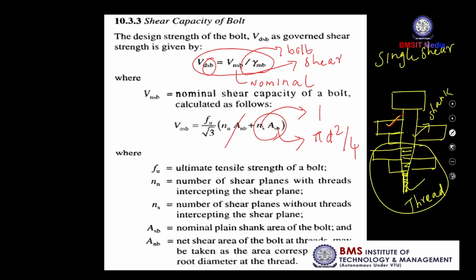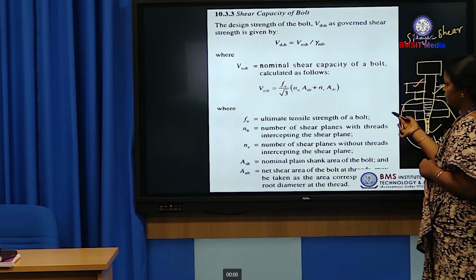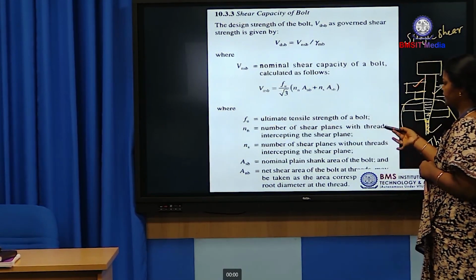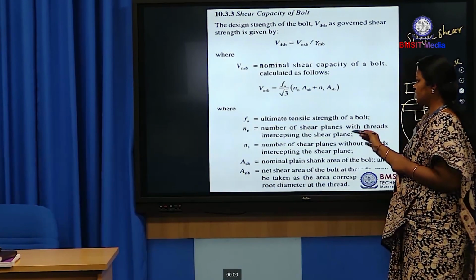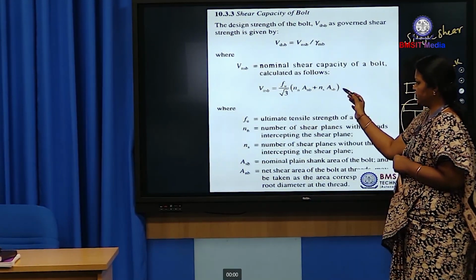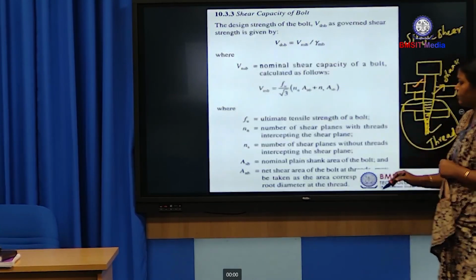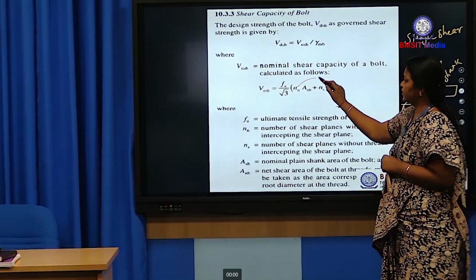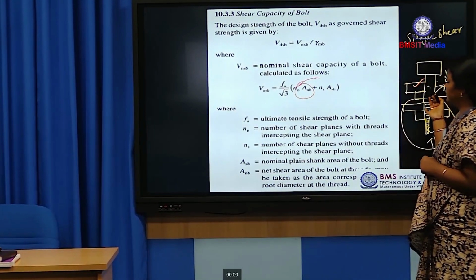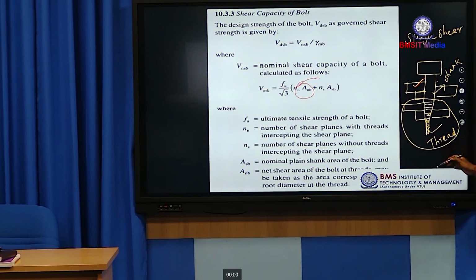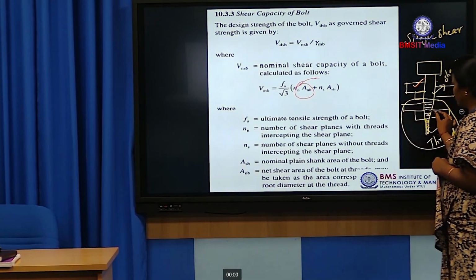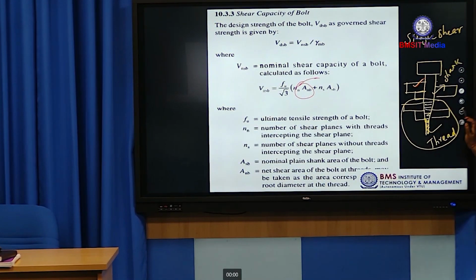So, now coming to VNSB, the nominal shear capacity of the bolt, that is Fu divided by root 3 times Nn ANB plus Ns ASB. We can take any one term based on the condition given in the question, otherwise we always have to assume the thread portion passes through the shear plane, because compared to the shank area, this thread area is very less, so it is critical. Always we have to consider the critical one, assuming the thread area passes through the shear plane.